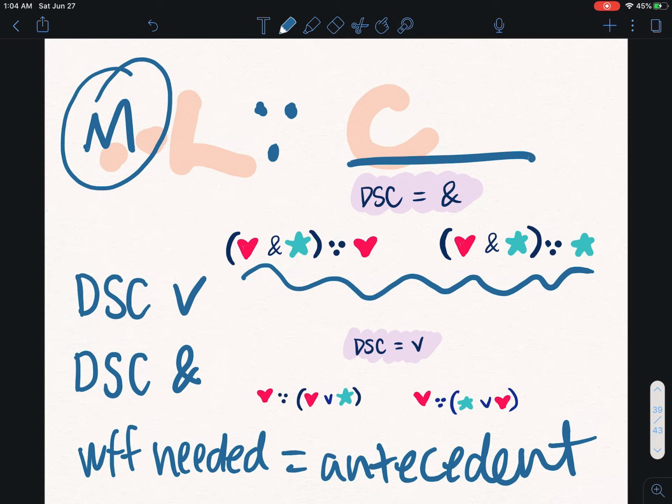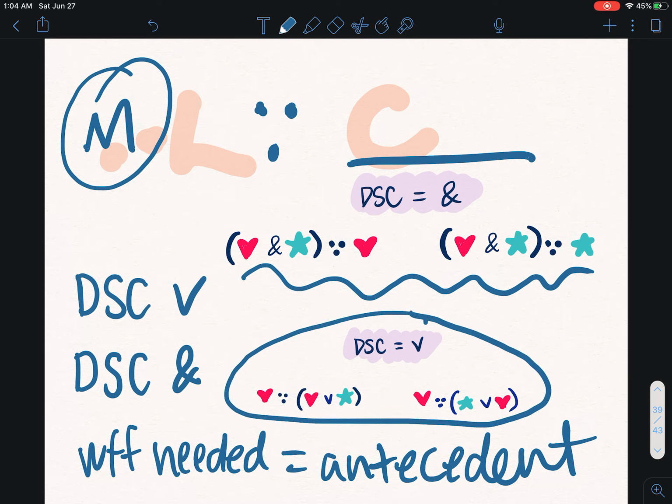Disclaimer, I do not have a PhD in logic or philosophy or a master's or a bachelor's. I am just someone who is showing how I got it. So this one looks a hell of a lot more similar to what the question is talking about than this one. So let's focus on this one here.